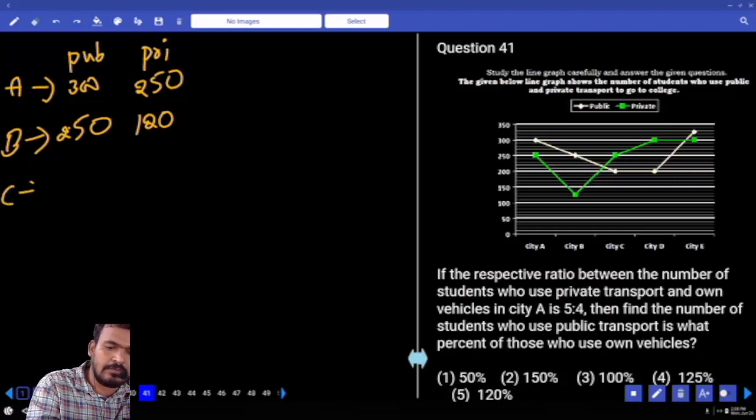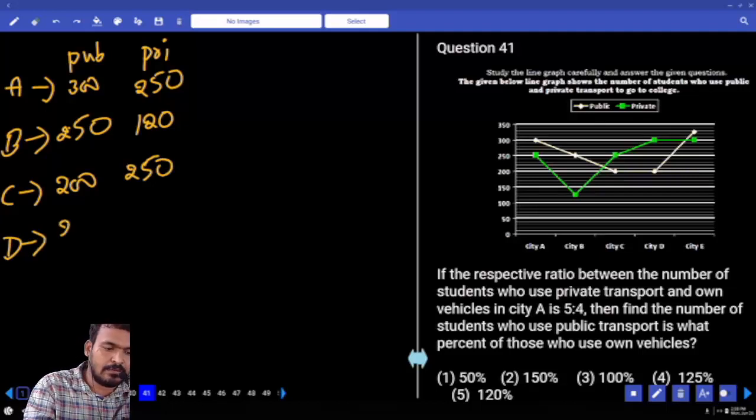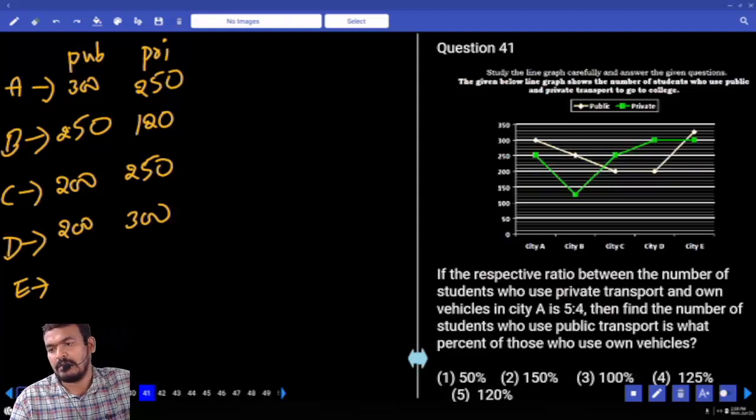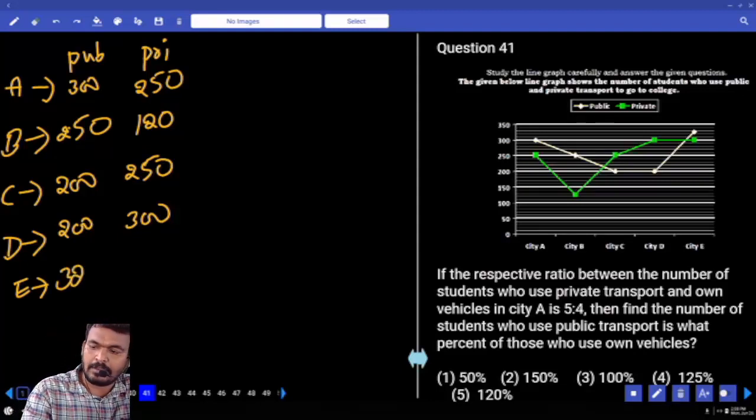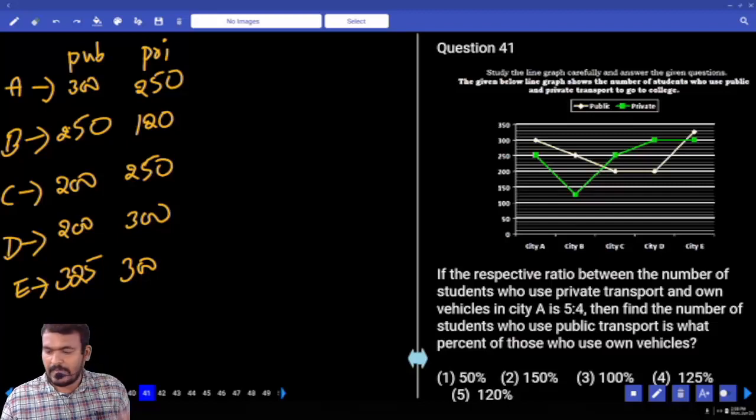Next city C, what is the public value? 200. Private value 250. Next city D, what is the public value? 200. Private value 300. Next city E, what is the public value? 325. City E private value, 300. Public and private values are noted.